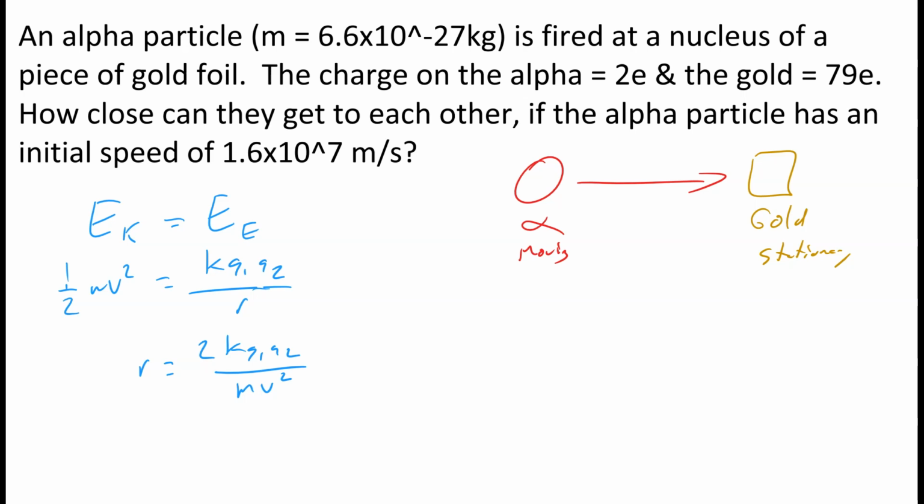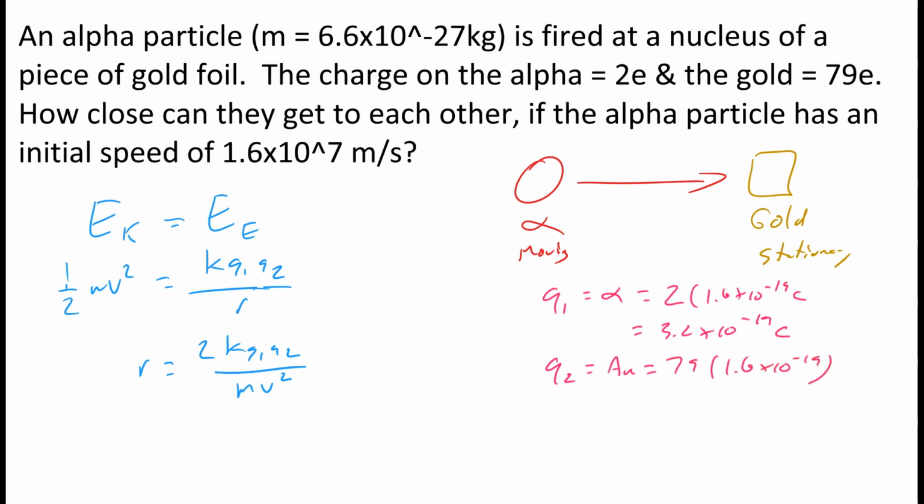So let's list out our information, see what we know. Well, we know that our q1 we'll just say is our alpha particle, which means it's 2 times the charge of a typical electron, which is 1.6 times 10 to the negative 19 C, which is going to be equal to 3.2 times 10 to the negative 19. Our q2, we're going to make gold, which is 79 times the charge of 1.6 times 10 to the negative 19. This is going to be equal to 1.3 times 10 to the negative 17 charge.